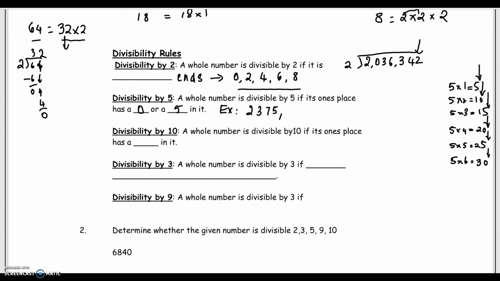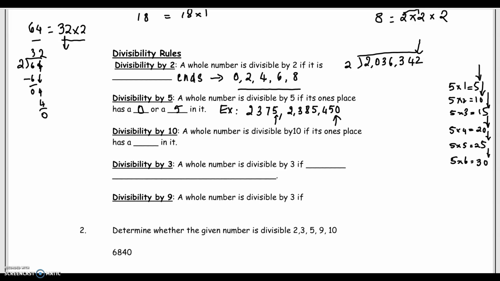2375 we know is divisible by 5 because all we care about is the last digit. If it's a 0 or a 5, we know that it's divisible by 5. What about 2,385,450? We know this number is divisible by 5 because the last digit is a 0. So if a whole number ends with a 5 or a 0, then we know that it's divisible by 5.